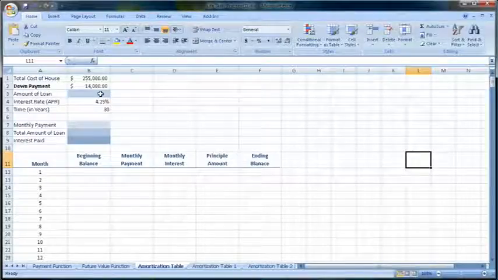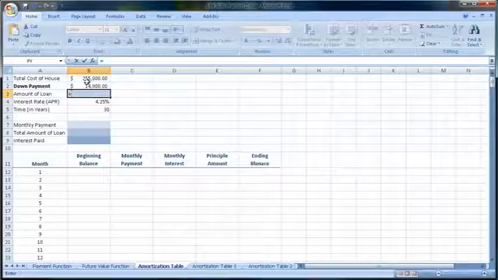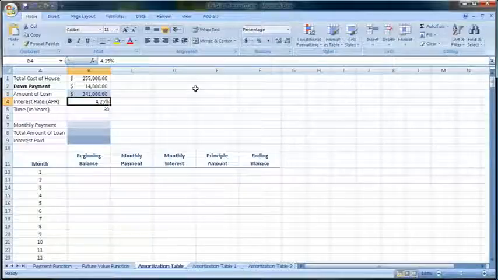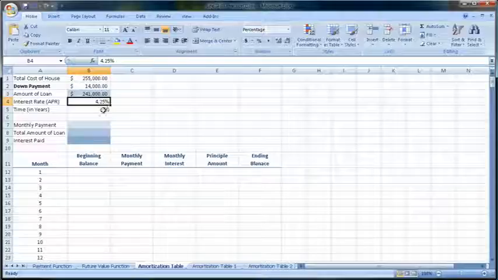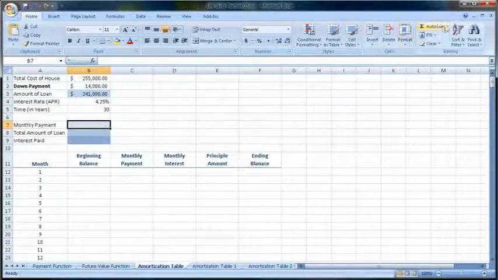Total cost of the house is $255,000, but I'm going to put $14,000 down. So consequently, I'm going to take the $255,000 minus the $14,000 and figure out how much I'm going to borrow from the bank. In this case, $241,000 at 4.25% interest for 30 years, 360 payments. So I want to calculate my monthly payment.